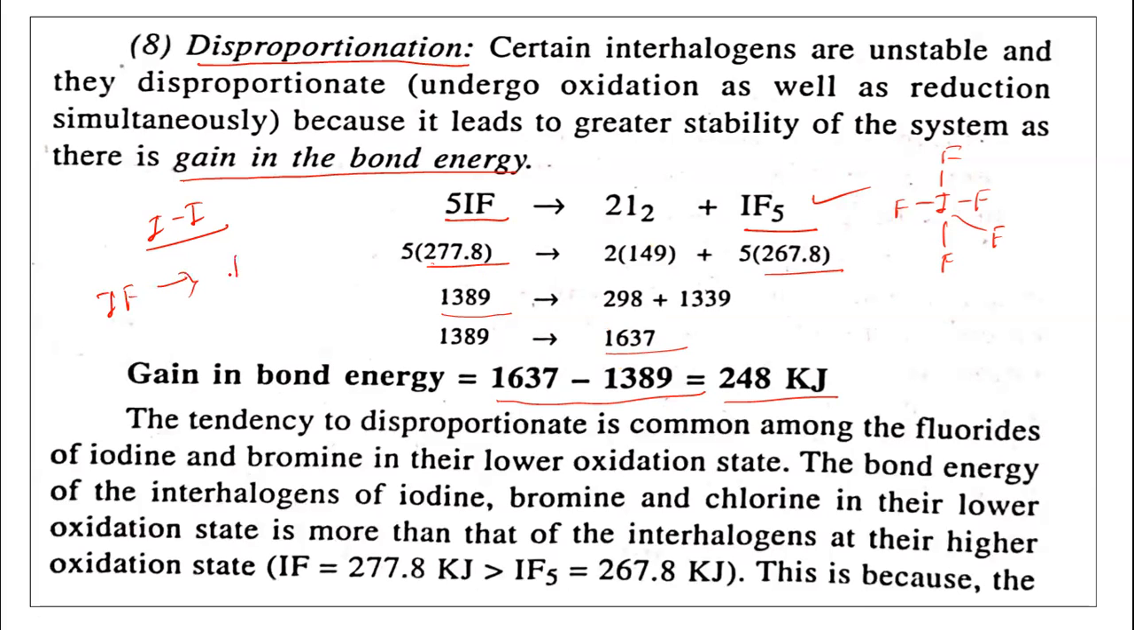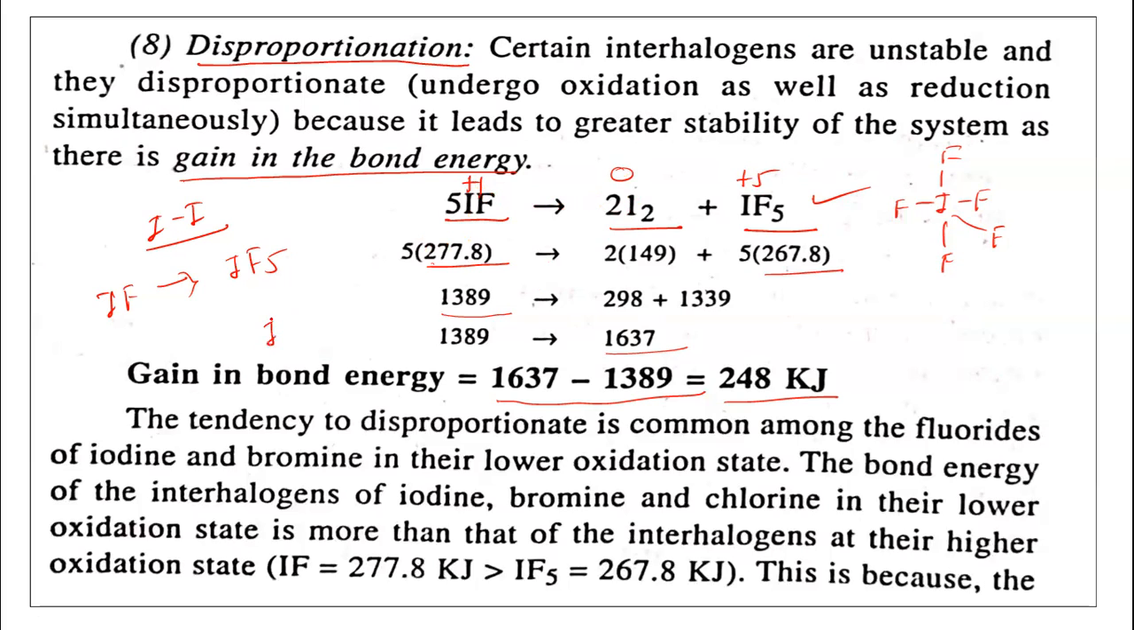Conversion of lower interhalogen compounds to higher interhalogen compounds, and it also undergoes oxidation as well as reduction. How is oxidation there? What is the oxidation state of the iodine here? +1. And the oxidation state of the iodine here is +5. So iodine is converted from +1 to +5. Now in this case, what is the oxidation state of the iodine? It is 0. The I2 molecule is a neutral molecule. So +1 to 0, a reduction process.